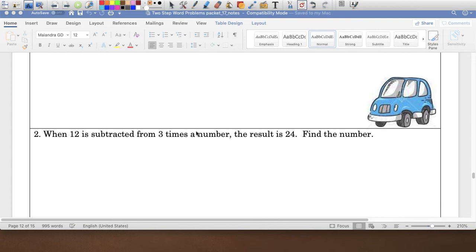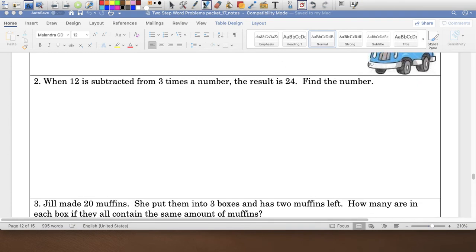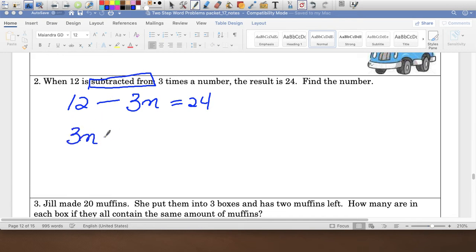Next one. When 12 is subtracted from, so here we go. I'm going to translate that literally. 12 is subtracted from 3 times a number that I don't know. The result is 24. The only thing I mentioned in class was subtracted from. Be careful here. Turnaround words, and we're going to actually rewrite this equation as 3n minus 12. So these two switch positions. Equals 24. Now it becomes very simple.